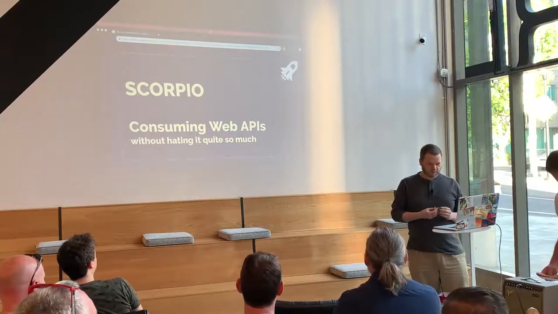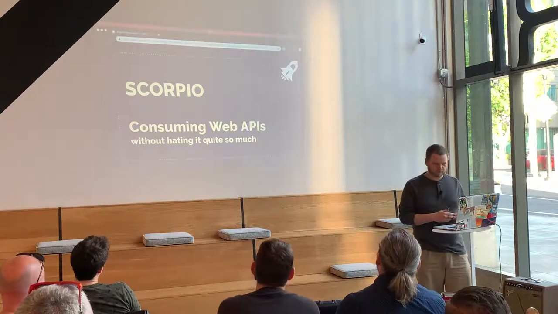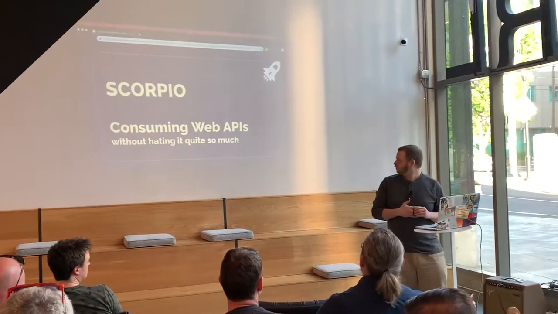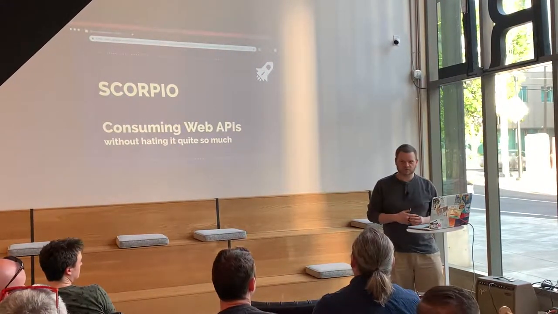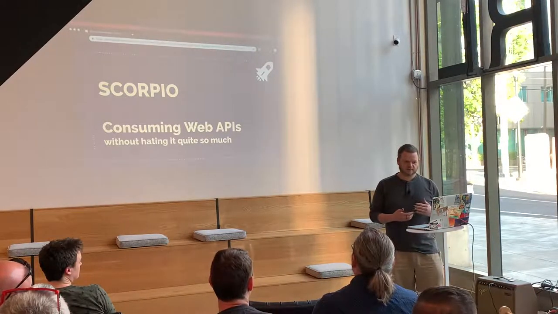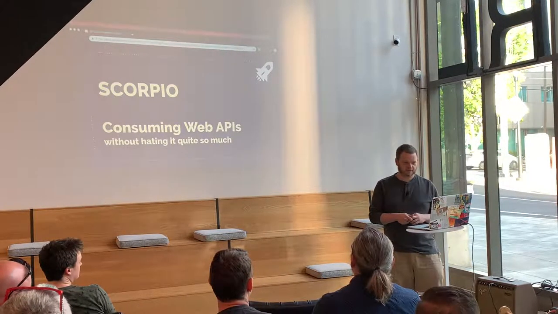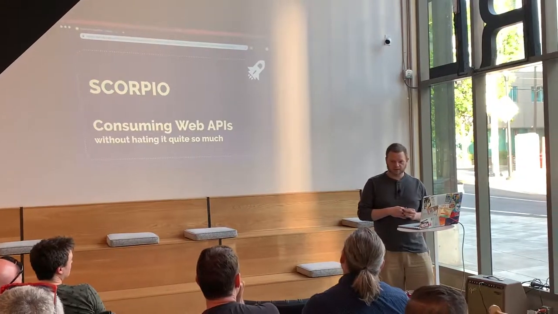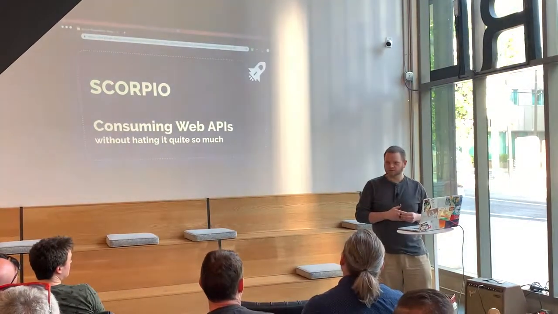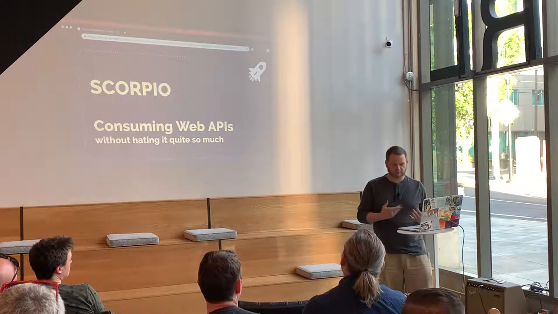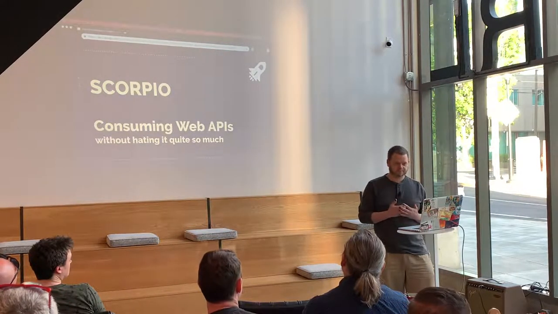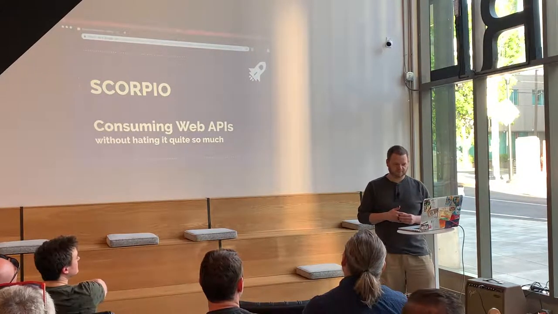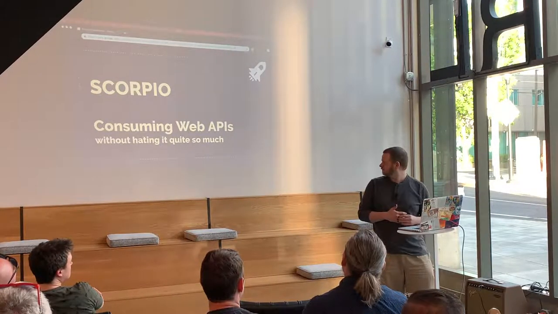I'm talking about Scorpio, which is a Ruby library that I wrote. I consume a lot of web APIs in my job, and the code that you tend to see people write to consume web APIs is not a whole lot of fun to work with. It's usually messy boilerplate code that deals with checking content types and response codes and other really repetitive details. Most of the time, though, implementations don't actually check things and just break really badly whenever something unexpected comes in.